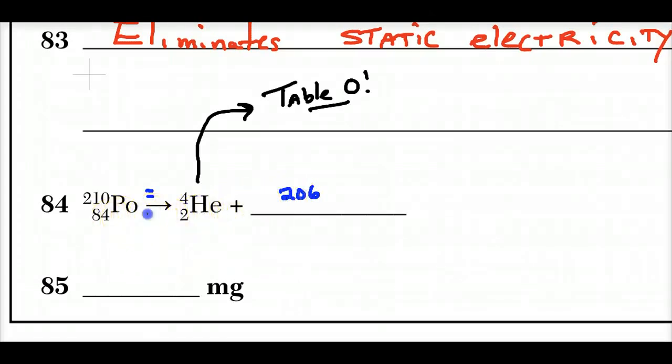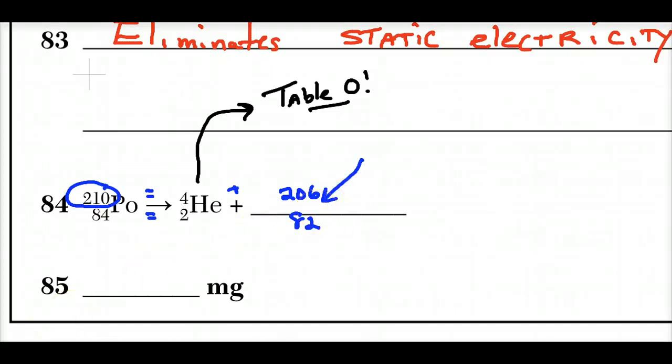Okay? 84 on the bottom numbers has to equal all the bottom numbers on this side. 2 plus what is 84? And that would be 82. Right? 82 plus 2 is 84. 206 plus 4, right, if you have to, equals 210. All the numbers on the top on one side have to equal all the numbers on the top of the other. And then you have to go find that element 82.